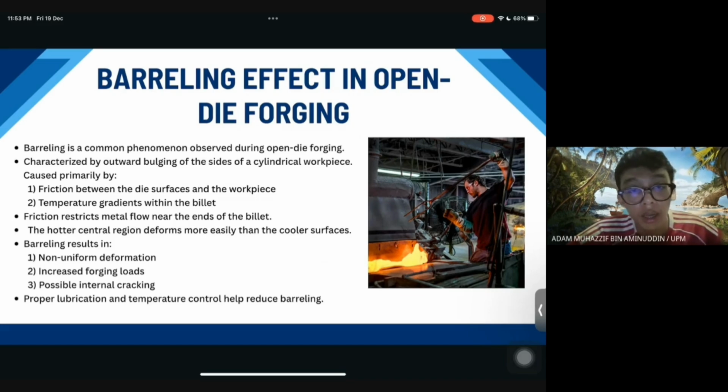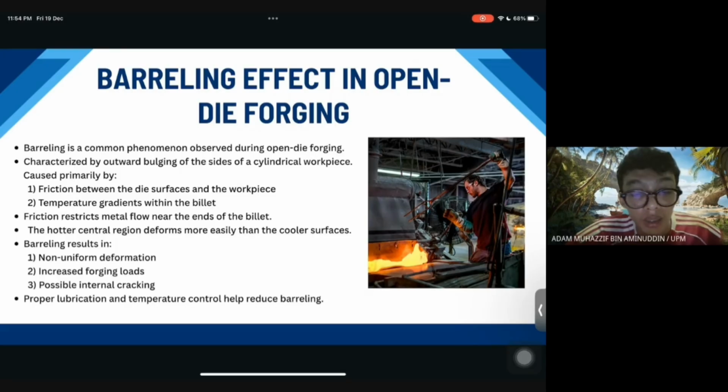So next, the barreling effect in open die forging. Barreling is a common phenomenon observed during open die forging. It is characterized by the outward bulging of the sides of a cylindrical workpiece during compression. Barreling occurs mainly due to two reasons. First, friction between the die surfaces and the workpiece restricts metal flow near the ends. Second, temperature gradients within the billet cause the hotter central region to deform more easily than the cooler surface.